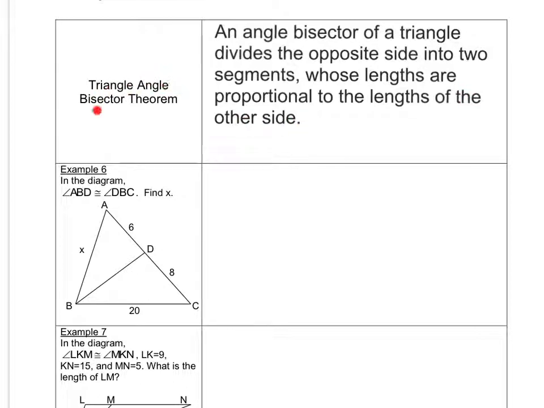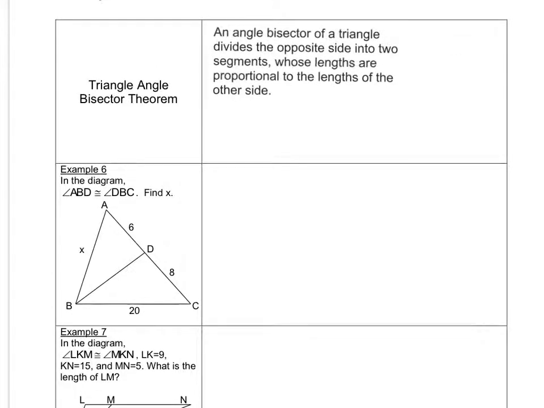Here we go. The triangle angle bisector theorem says that if you have an angle bisector of a triangle, that angle bisector divides the opposite side into 2 segments, and those lengths are proportional to the lengths of the other sides. Let's draw a picture so that we know what this looks like. If you have a triangle and it has an angle bisector, that means that when it comes in, it cuts the angle in half. That means that this little angle right here is equal to this little angle right there.